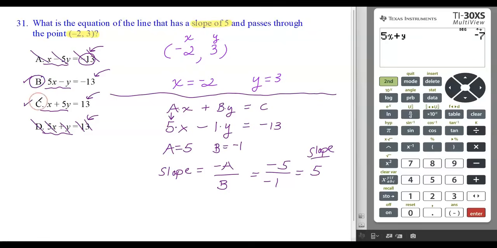If you went through the same process with C, you would not get a slope of 5. And right here, you can really punch this piece in the calculator. You can go negative 5 divided by negative 1. And you see, you get 5, which matches up with the slope here.